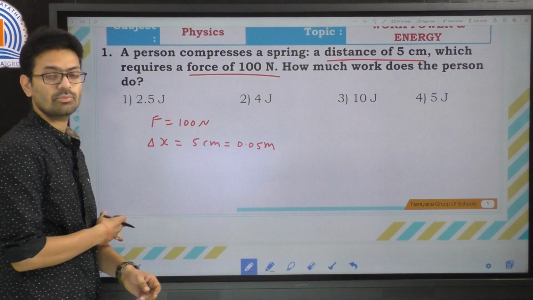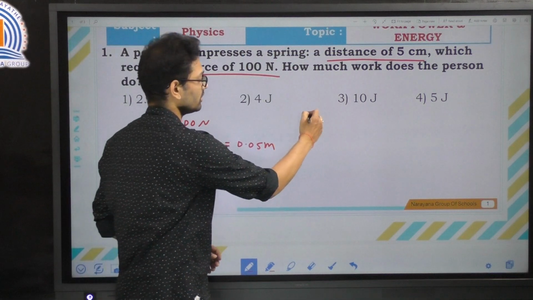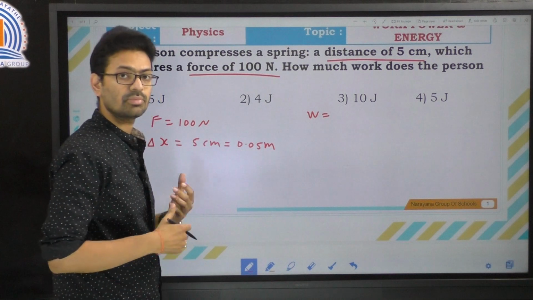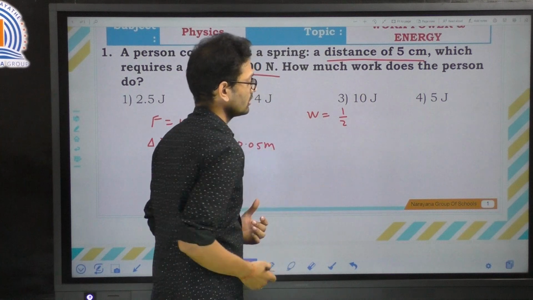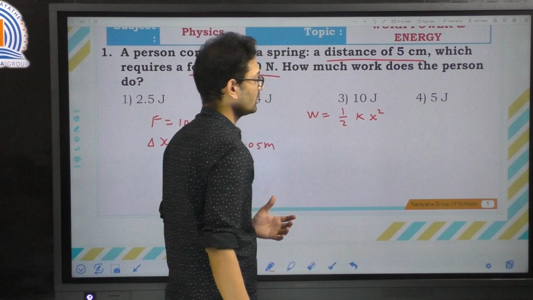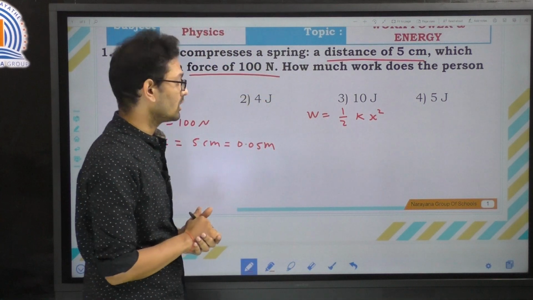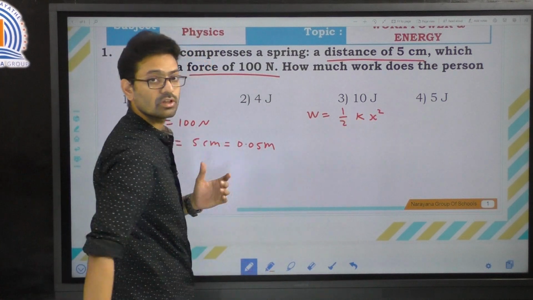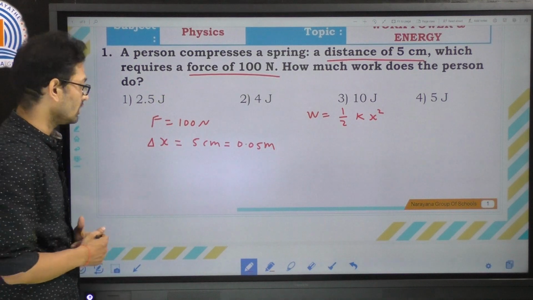Centi is nothing but 10 power minus 2, right? So now, work done over here. The work done formula in a spring force is, when you apply spring force, your work done formula is half k x square. X square is nothing but the distance which the spring has got compressed, right? Now let us talk over here. If you want to solve this sum, you need to know the k value. You don't have a k value in the question, so you have to get it down. So how do you get it?